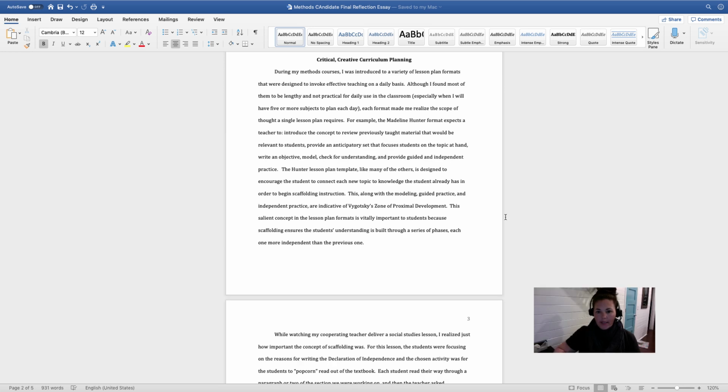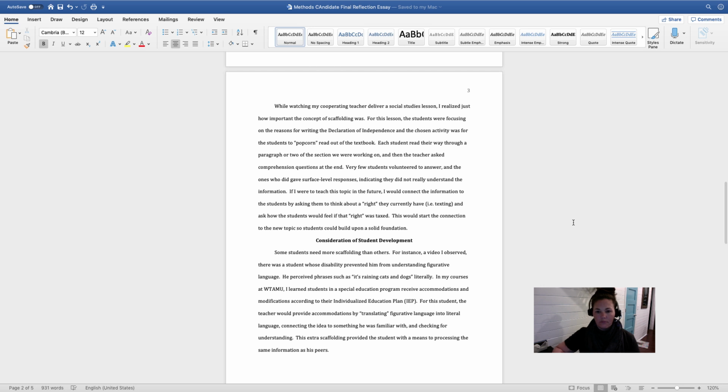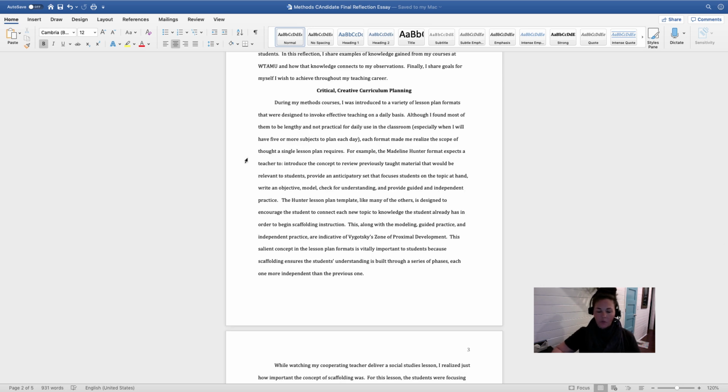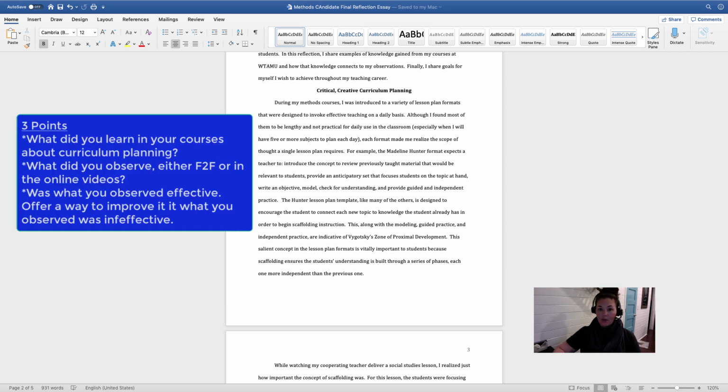The first body section is Critical Creative Curriculum Planning. Everybody needs that same title centered and bolded on their paper. I want you to take a moment and read through this section. This section is worth 3 points because there are 3 things that you're going to tell me. You're going to tell me what you learned about critical creative curriculum planning in your courses at WTAMU.